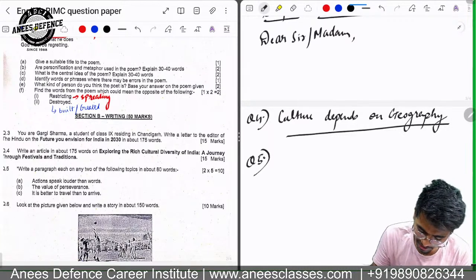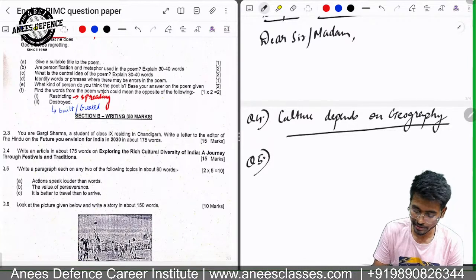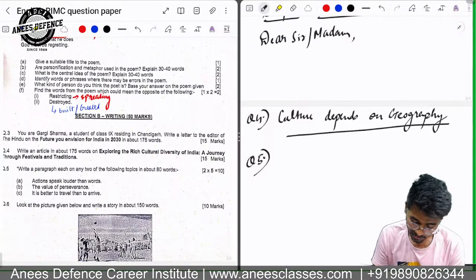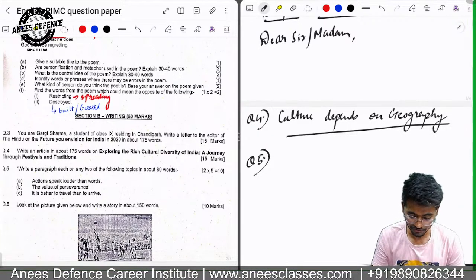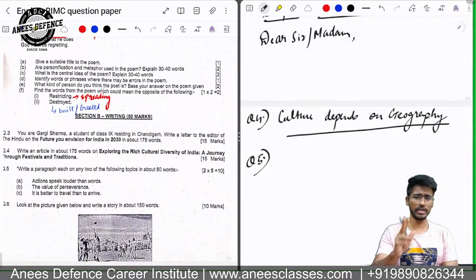Write a paragraph each on any two of the following topics in about 80 words. There are three topics given over here, and you need to write a paragraph on any two topics.